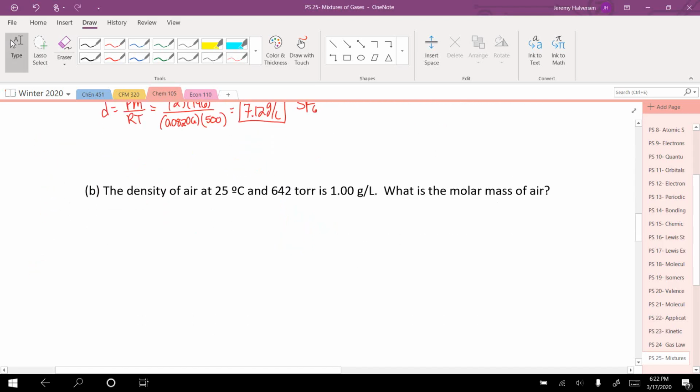All right, the density of air is 1 gram per liter at these conditions. What's the molar mass of air? Now remember, air is a mixture of different gases, so what we're finding is the average molar mass of air. Density is PM over RT, but I'm trying to solve for molar mass. If I rearrange the equation, I get molar mass equals density times RT over P, which in this case is 1 for the density, 0.08206, temperature is 298. Pressure is 642 torr, but I'm going to divide by 760 to get it into atmospheres.